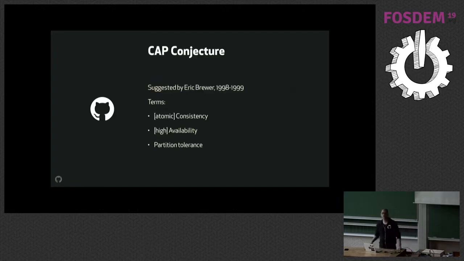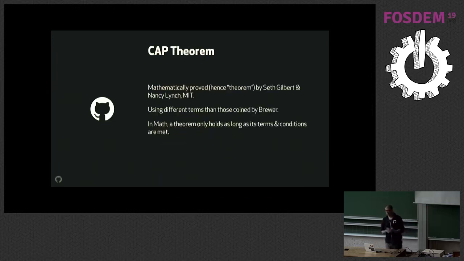So 20 years ago, Eric Brewer conjectured an idea. That's the CAP conjecture. And he said a system can be available, can be consistent, can be partition tolerant. It can't be all three. You have to pick two out of the three. That was the conjecture. A few years later, Lynch and Gilbert proved what we call the CAP theorem. Their paper was named after the CAP conjecture by Eric Brewer.